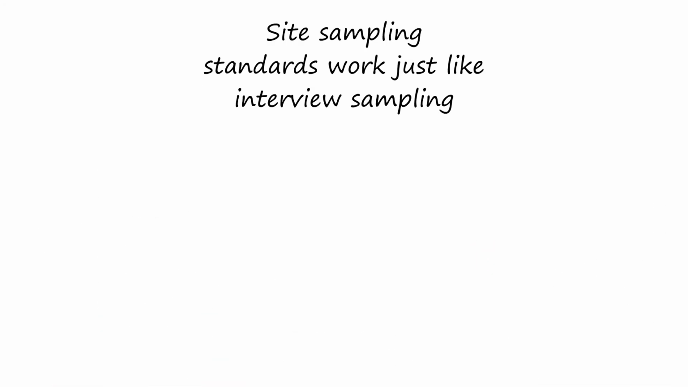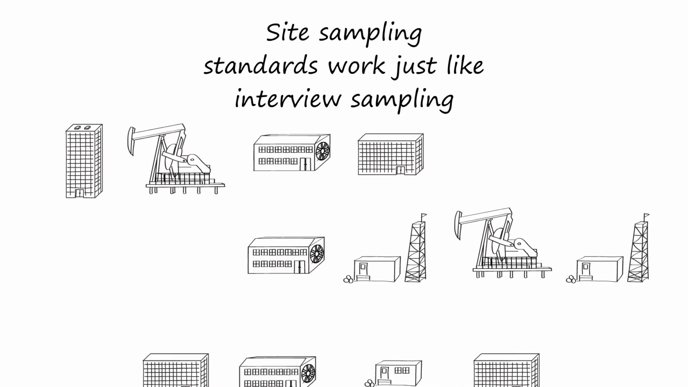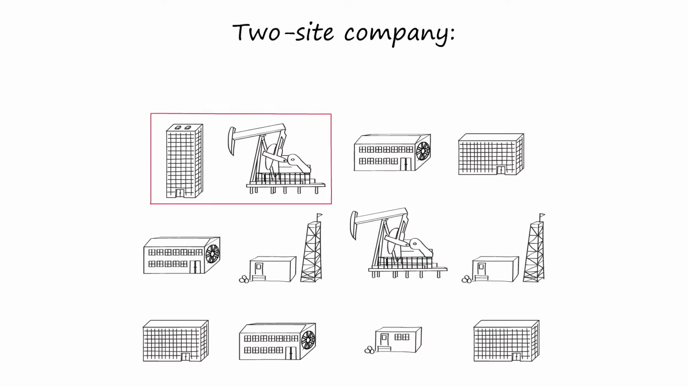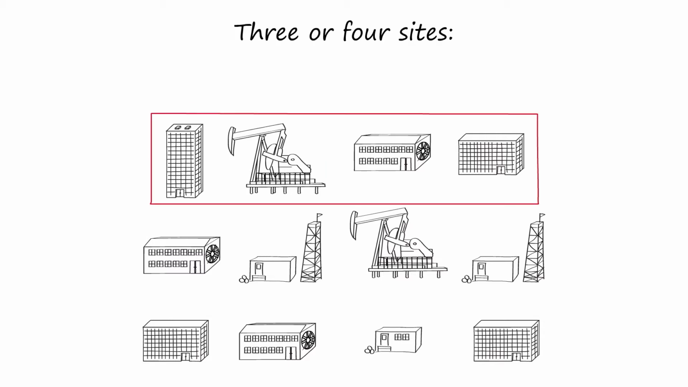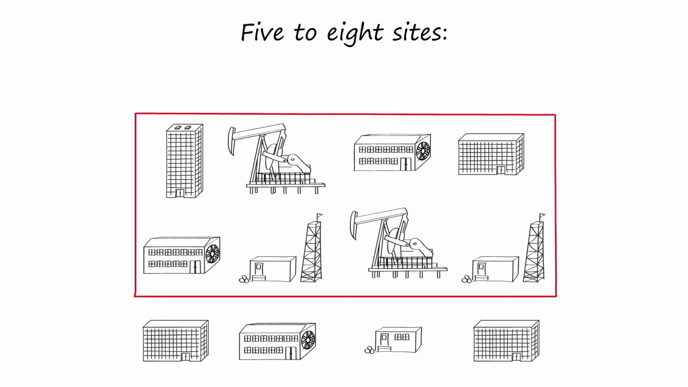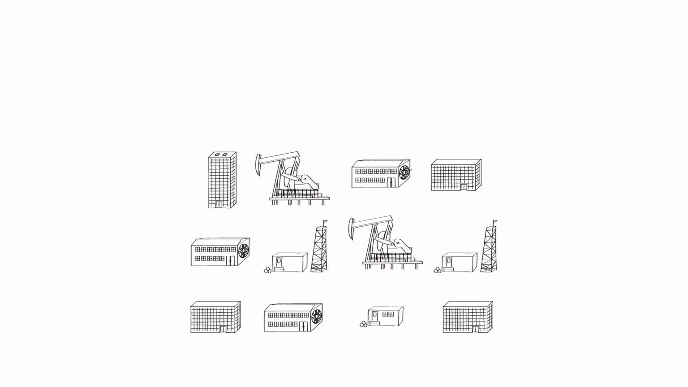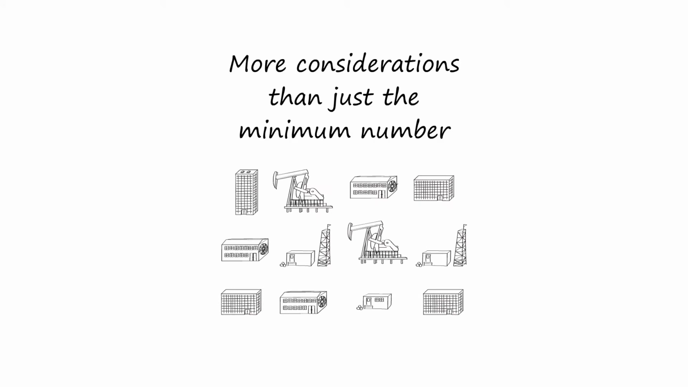Site sampling standards work just like interview sampling in terms of how many of the total number of sites you need to visit. A 2-site company needs to have both sites visited. A company with 3 or 4 sites, at least 2 sites visited. 5 to 8 sites, at least 3. And 9 to 30 sites, at least 30%. However, just like the interview standard, there are more considerations than just the minimum number.